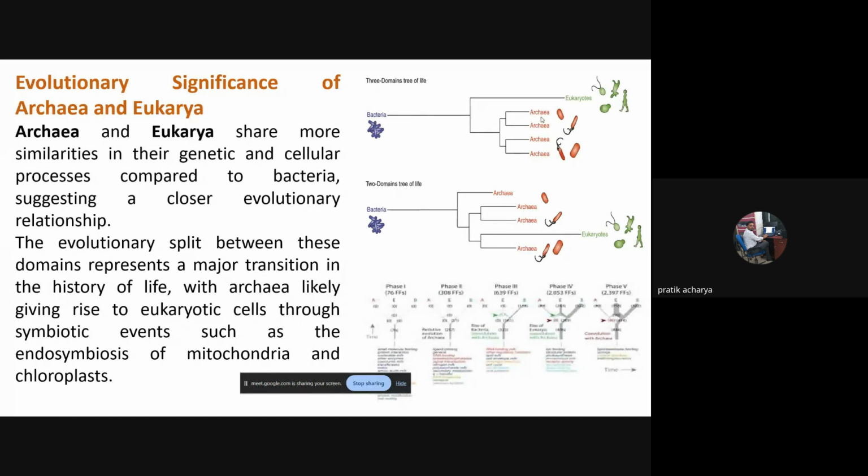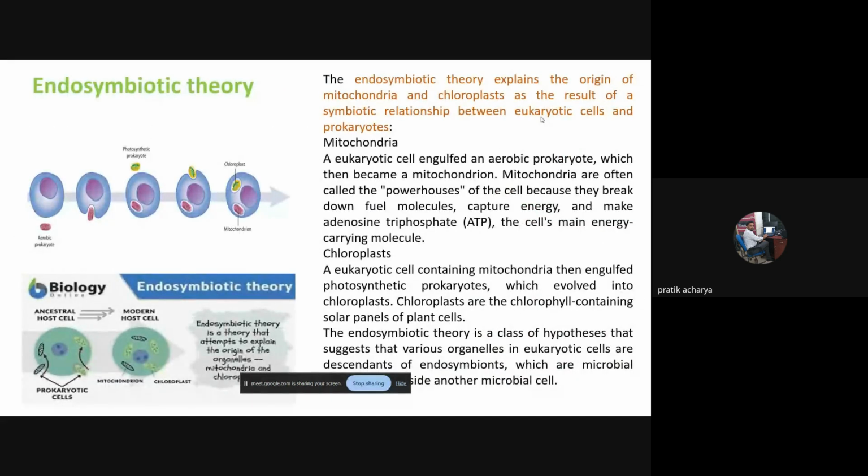Okay, just look at the picture in the next slide. This is the endosymbiotic theory. The endosymbiotic theory actually explains the origin of eukaryotes, how mitochondria and chloroplasts were established inside the eukaryotes. That is the origin of eukaryotes.